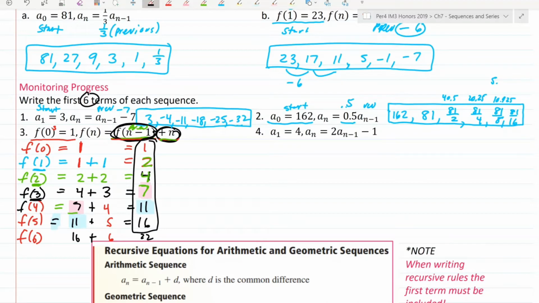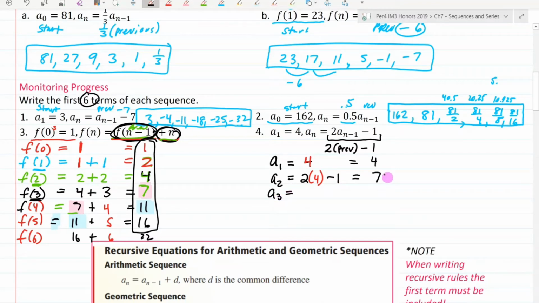Okay, for number 4, we have the first term, which is 4. I'm not going to rewrite that. And then the formula or the rule is 2 times the previous term minus 1. Okay, so the first term is 4. The second term is 2 times this previous term minus 1. So that's 8 minus 1, which is 7. Okay, so first term 4, second one 7.